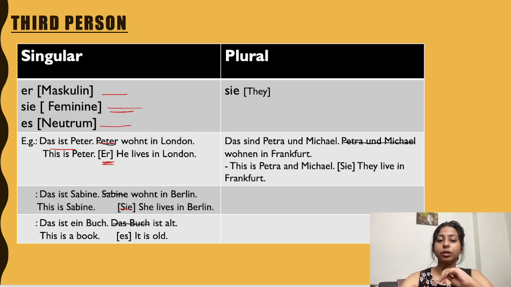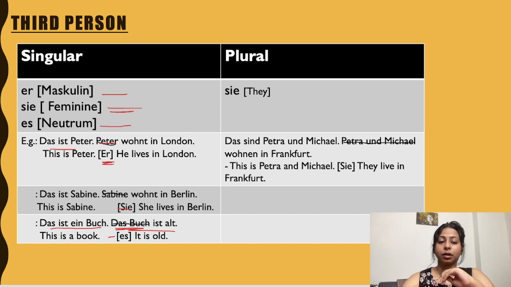Now moving on to the neutrum case, neutral. Das ist ein Buch. Das Buch ist alt. This is a book. It is old. So das Buch, since book has the article das, which is neutrum, we will replace it with es. Es ist alt. Now moving on to the plural situation. Again, we have sie. So if we are talking about more than one person, you would use sie.